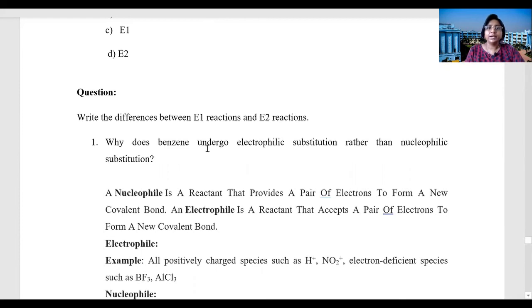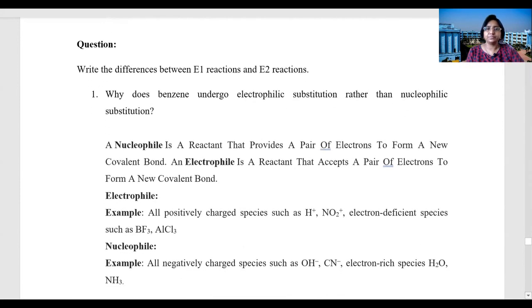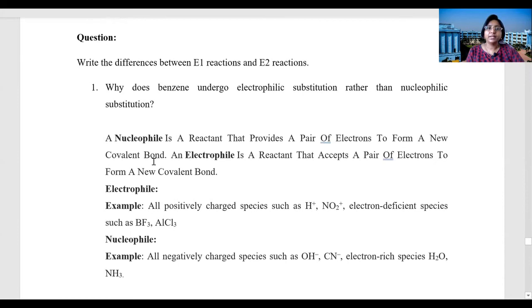Next is, why does benzene undergo electrophilic substitution rather than nucleophilic substitution? So what is a nucleophile and what is an electrophile? You can remember that a nucleophile is a negatively charged species such as OH minus, CN minus, and H2O, NH3. These are the nucleophiles. And electrophiles are like BF3, AlCl3, etc.